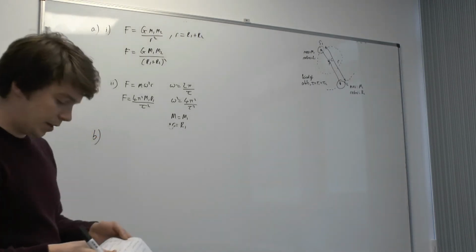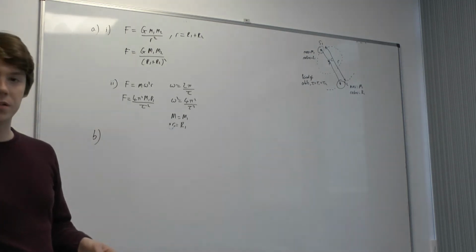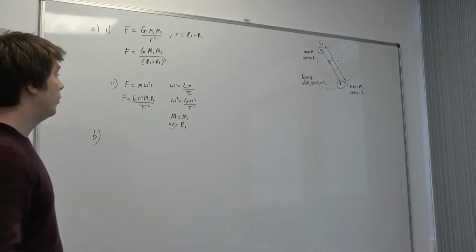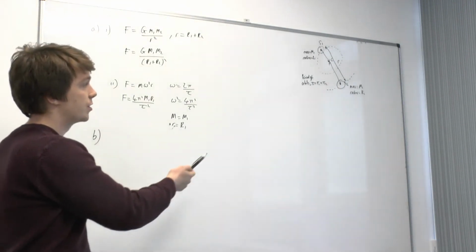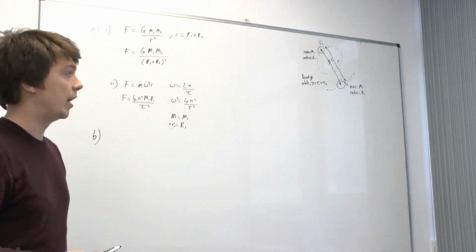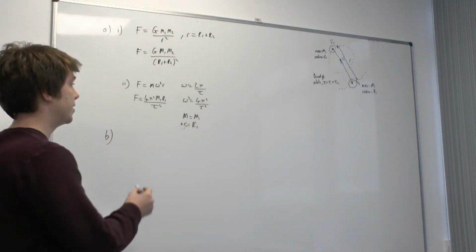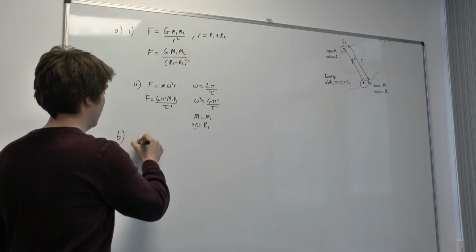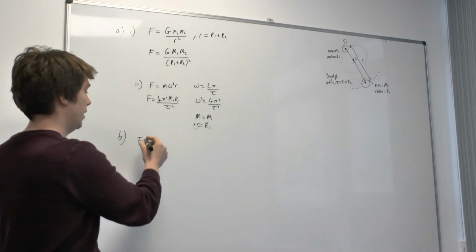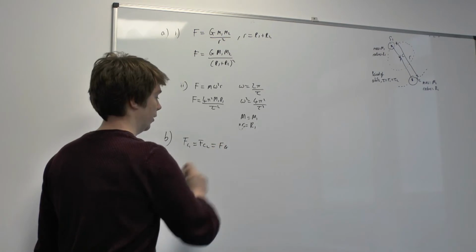Part B then asks us to use our previous answer, part 2, to write the ratio of the masses of the stars. So what we know is that the centripetal force acting on S1 is going to be equal to the centripetal force acting on S2, since they're both equal to F, the gravitational force. So what we can say is that the centripetal force of star 1 is equal to the centripetal force of star 2, which is equal to the gravitational force.